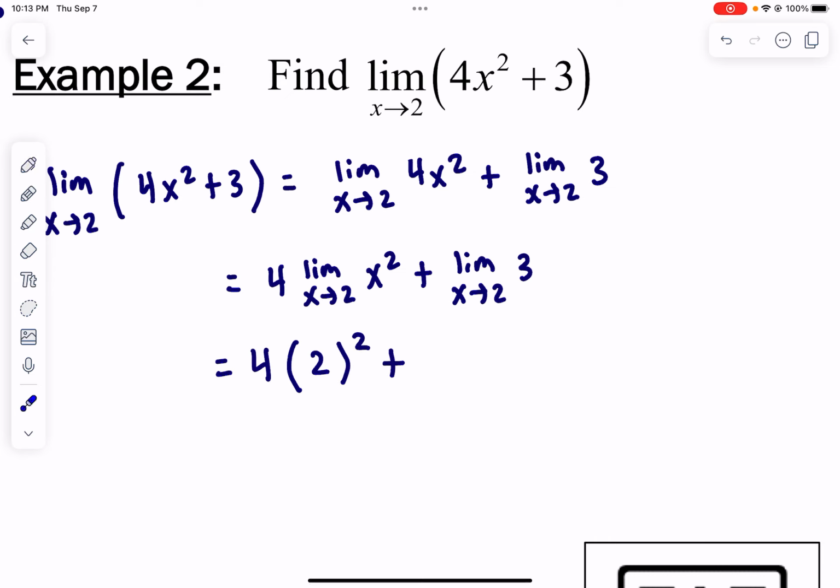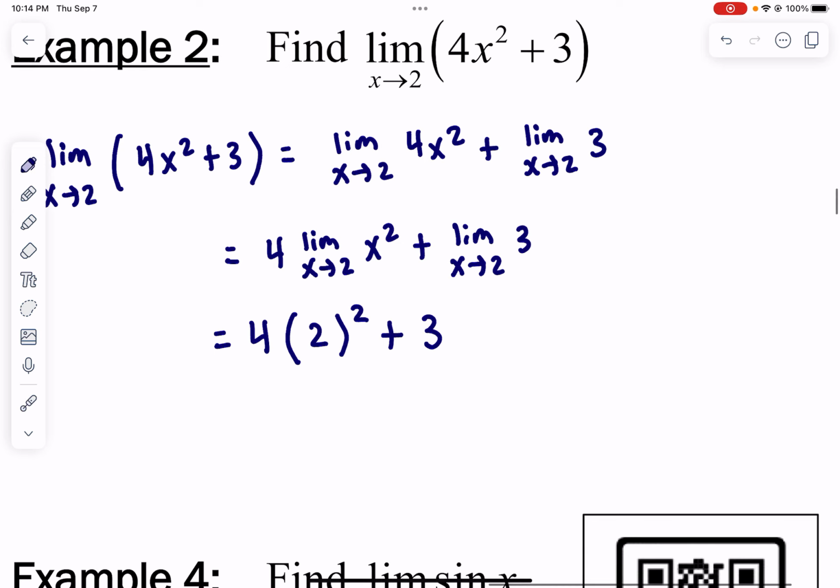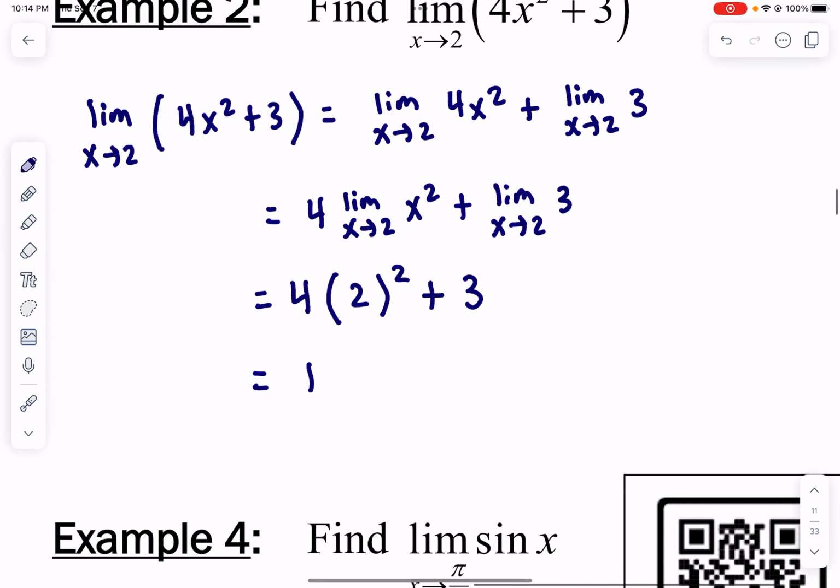plus. And then if you look at this, this is actually directly related to what we did in example 1. The limit as x approaches 2 of a constant. So based on what we did in example 1, we can conclude that this limit as x approaches 2 will just approach 3. So this will evaluate to 3. Okay, we're almost done here. At this point, all we got to do is just simplify. So we have 4 times 4 plus 3, which is equal to 16 plus 3, which is equal to 19.